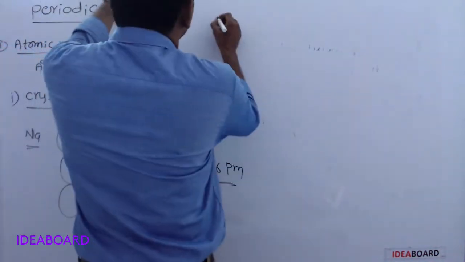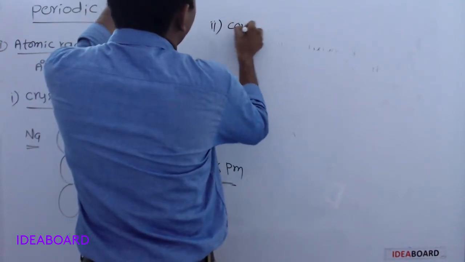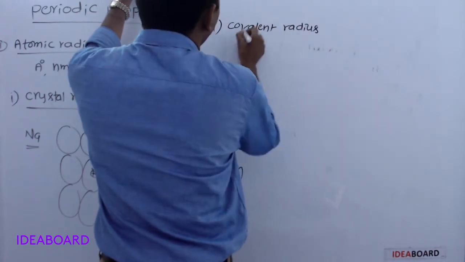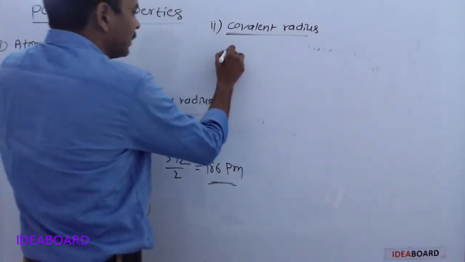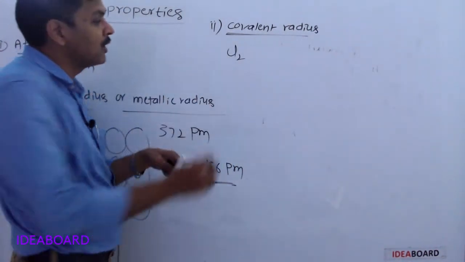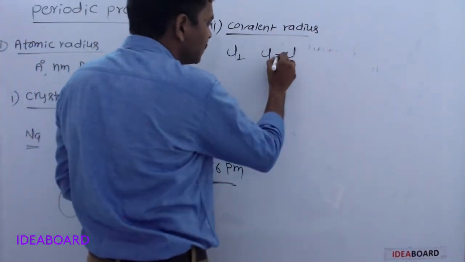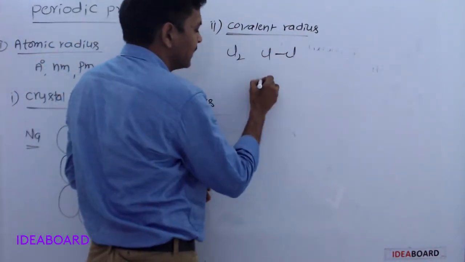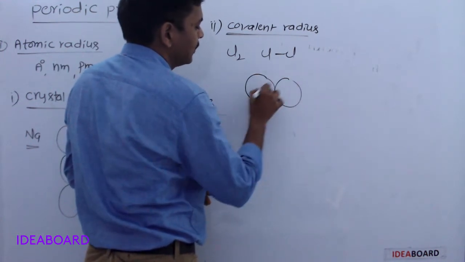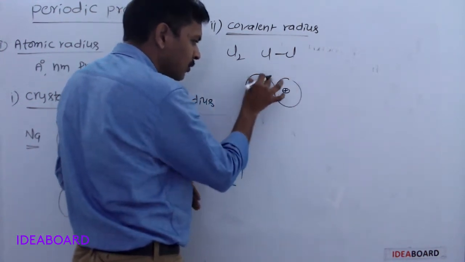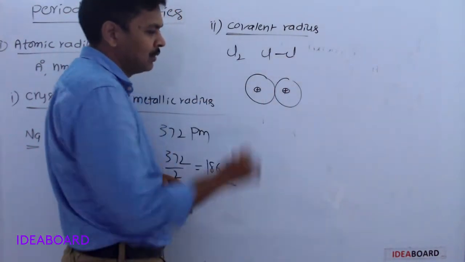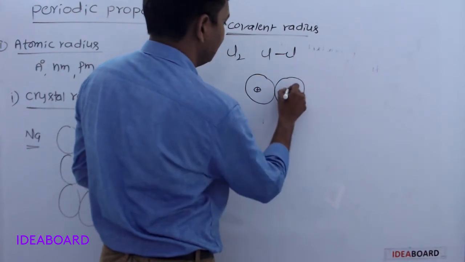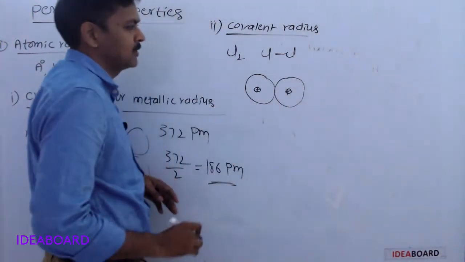Next, the second one is covalent radius. If we take chlorine molecule, in that chlorine molecule between two chlorine atoms, covalent bond is present. This is one chlorine atom, and this is another chlorine atom. Between these two chlorine atoms, covalent bond is present.